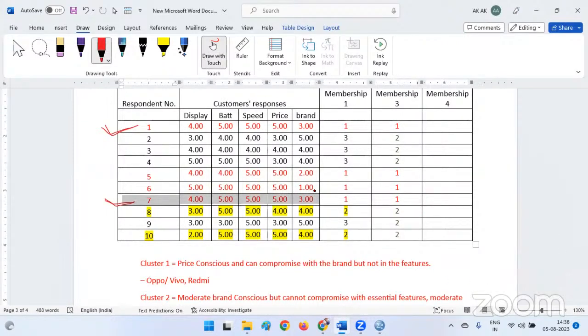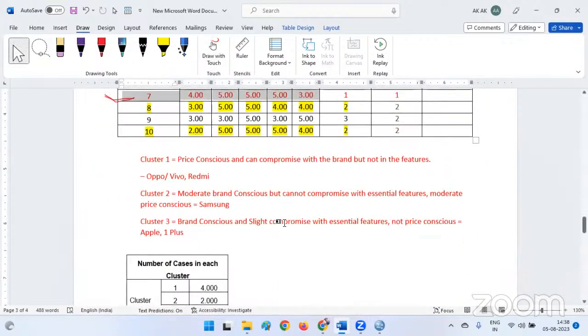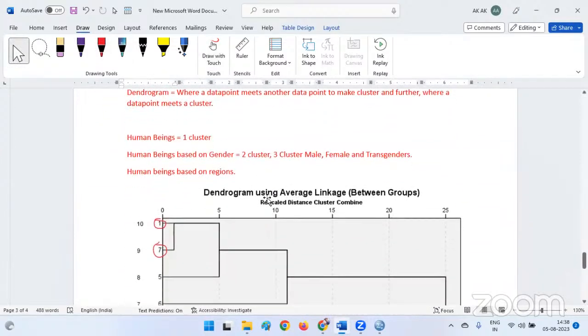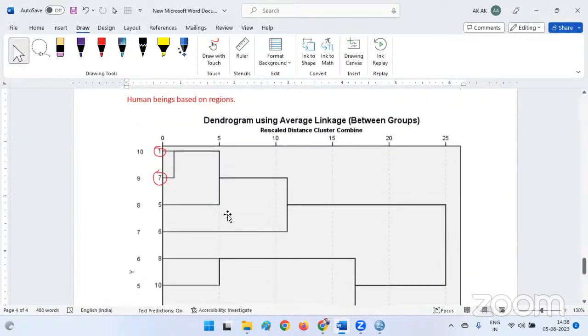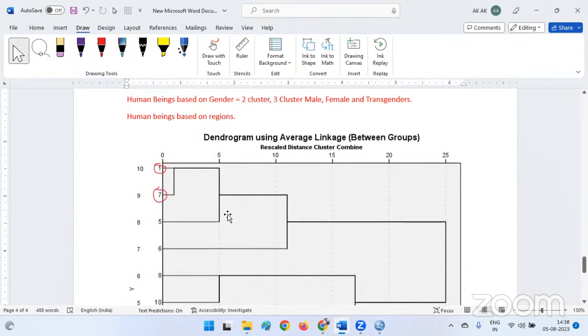So if I say who are the most proximate respondents, customer number 1, customer number 7 are the most proximate. Why we have taken an example of 10 observations so that we can see the features behavior of one by one customers.